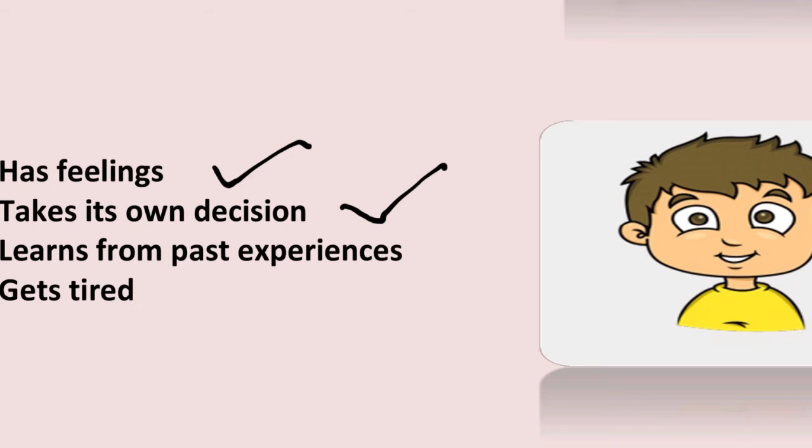But computer cannot take its own decision. You have to give command. You have to type on computer. Only then can computer give you a decision. Okay? Learns from past experiences. Well, when mama scolds you, you always promise that I will not repeat that mistake again. But computer does not do that. So who learns from past experiences? Man. Match it with man.